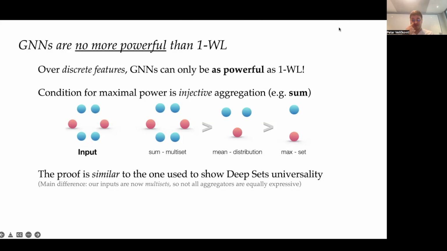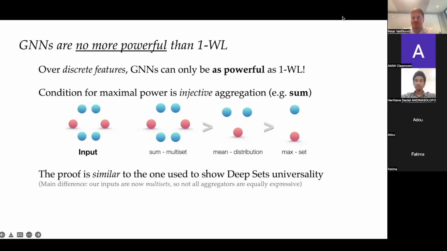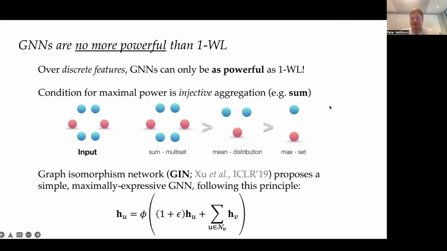And the proof that shows that you need the sum aggregation, and using that you get the same expressivity as the Weisfeiler test, is actually very similar to the proof used to show that deep sets are universal. The main difference is that deep sets dealt with sets. When we aggregate over graph neighborhoods, we now have to deal with multi-sets because we can have multiple neighbors with exactly the same feature.